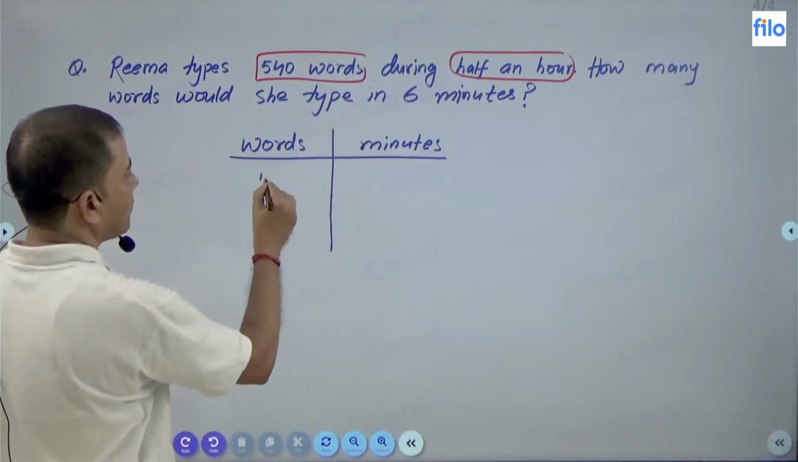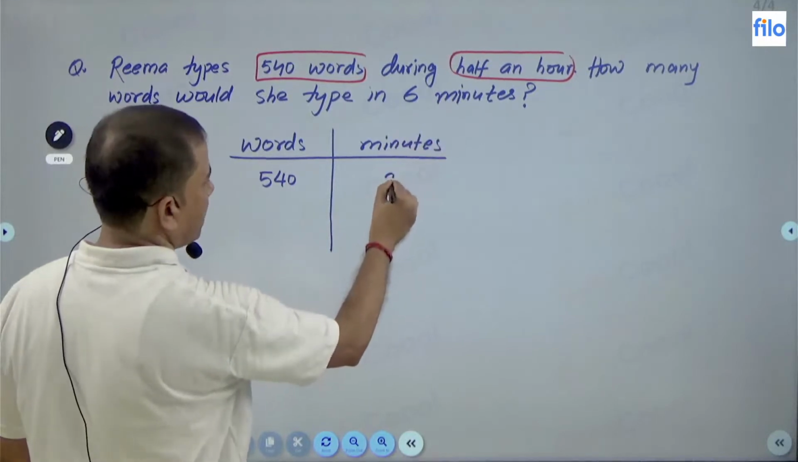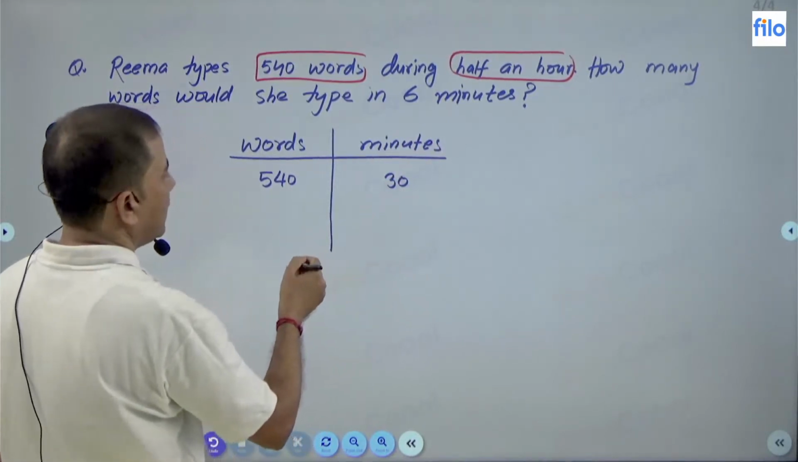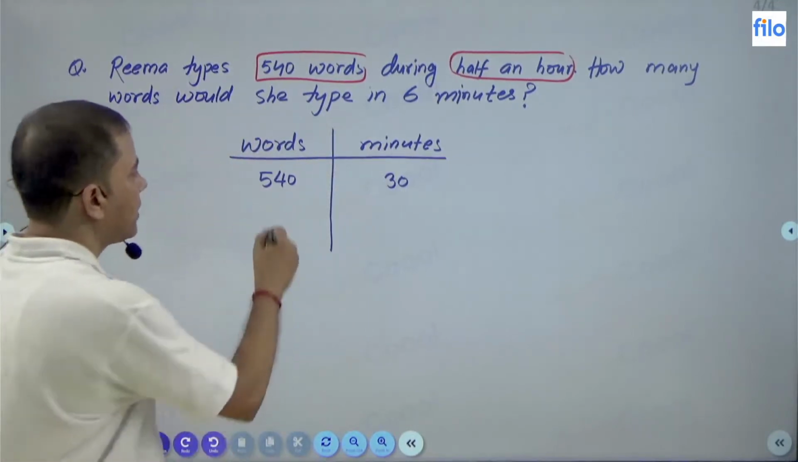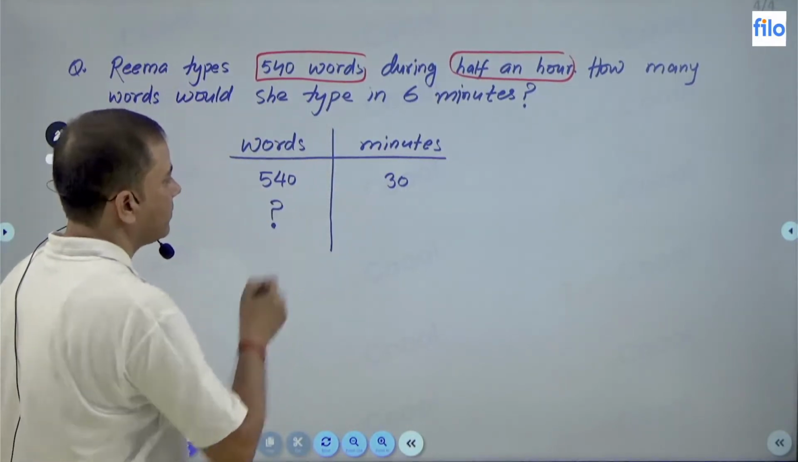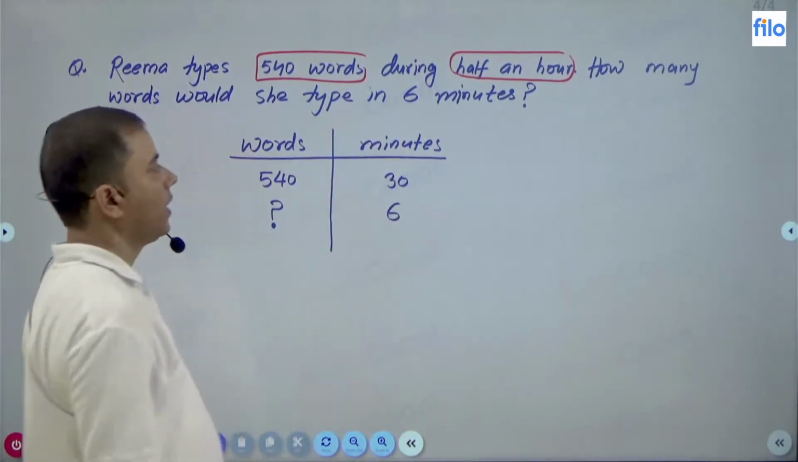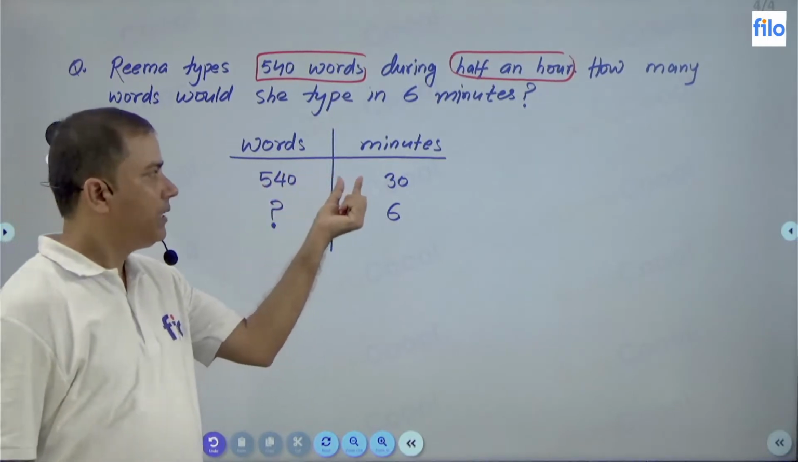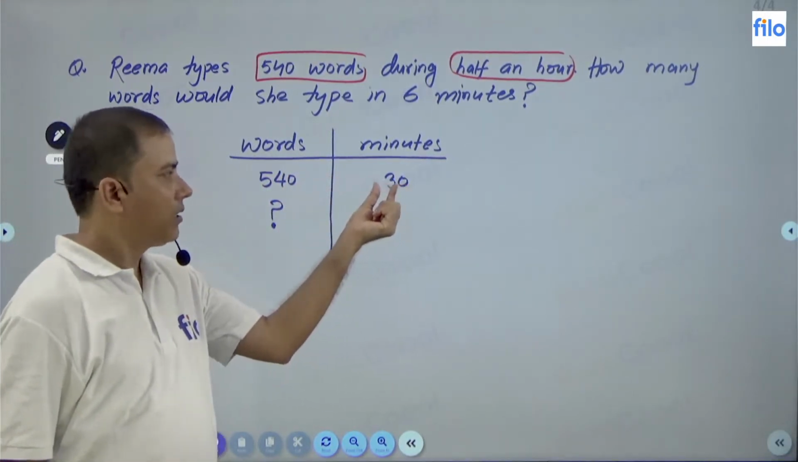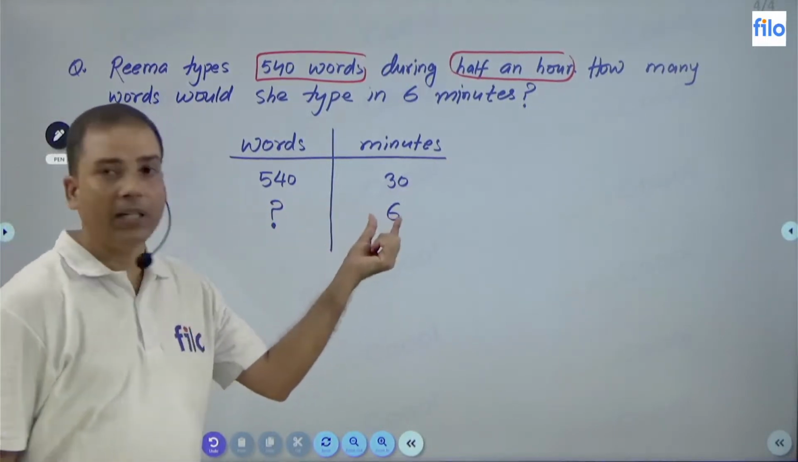Number of words 540. Number of minutes 30. But in the second line, number of words is missing, not given. But time is given, 6 minutes. The question is saying 540 words is typed in 30 minutes. So how many words will be typed in 6 minutes? This is the question.